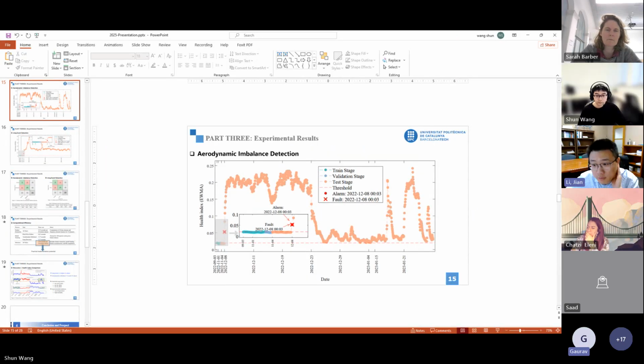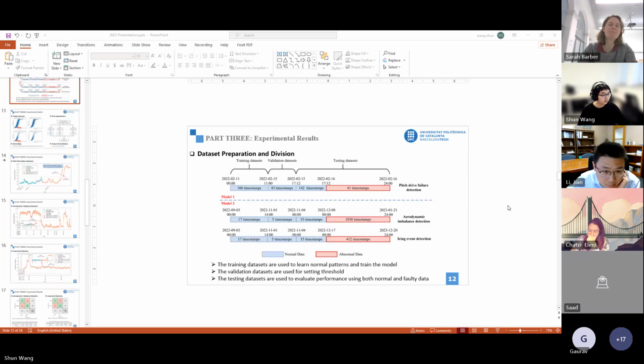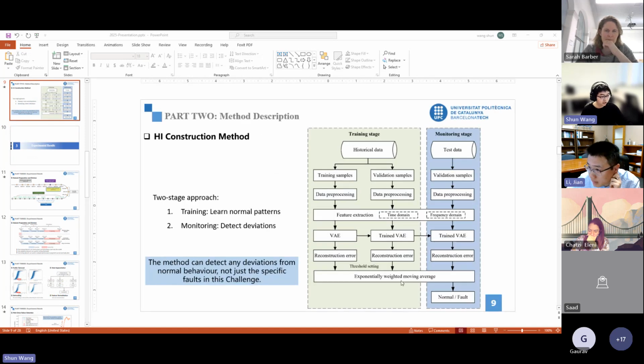Hello. Nice presentation. I have a quick question. Could you clarify, maybe you've done that already in the presentation, what your health index is? You said EWMA, right? Yes, the smooth health index. Can you elaborate on what exactly that index represents?